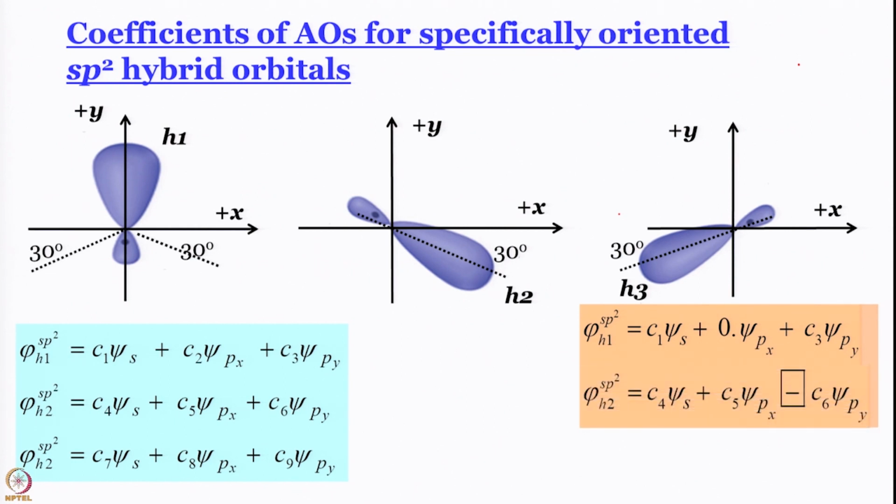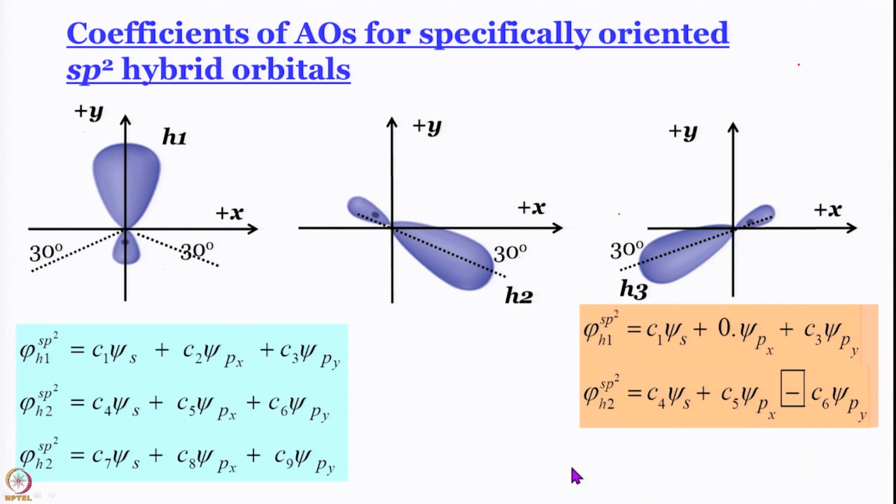So, psi h2 I can write as, we will keep C4, well no need, I already know that it is 1 by root 3 plus C5. Here I will explicitly write minus C6 because I know very well that psi h2 is on the negative side of y. So, the coefficient of Py has to be negative. So, what I will do is I will keep the C's, C1, C2, C3, I will keep them to be either 0 or positive. So, I will write the sign explicitly, that will be minus.